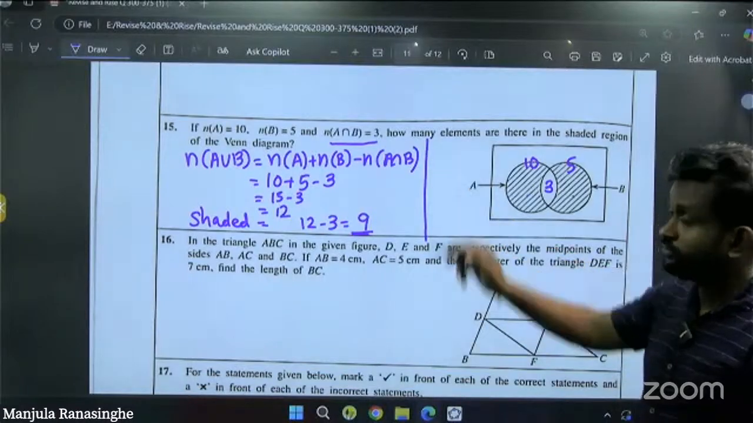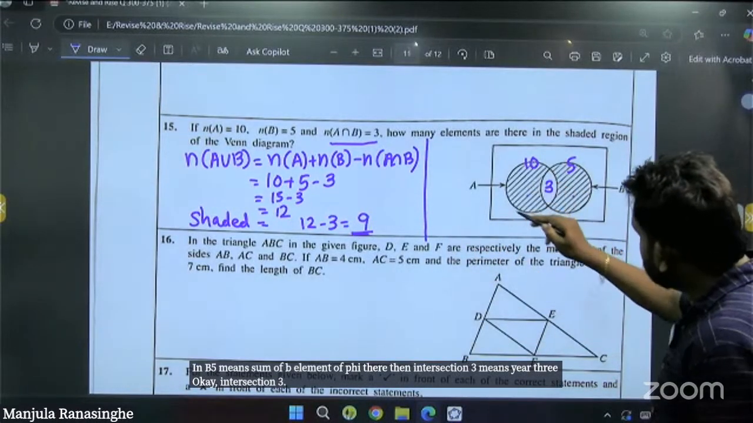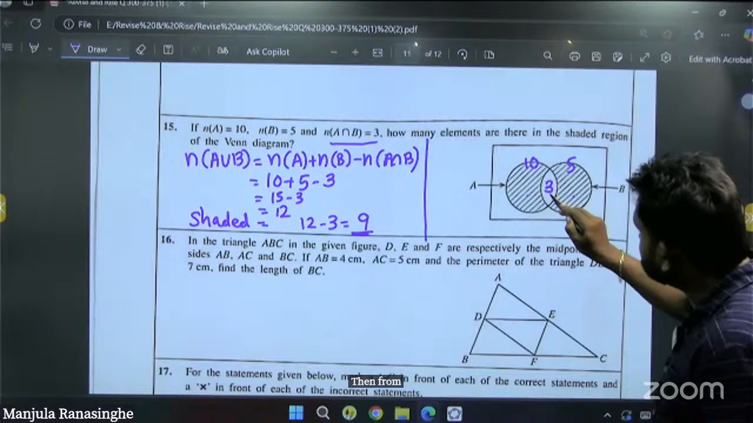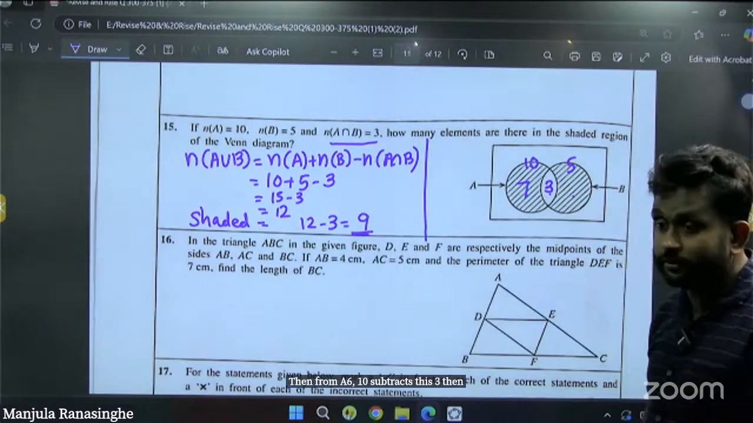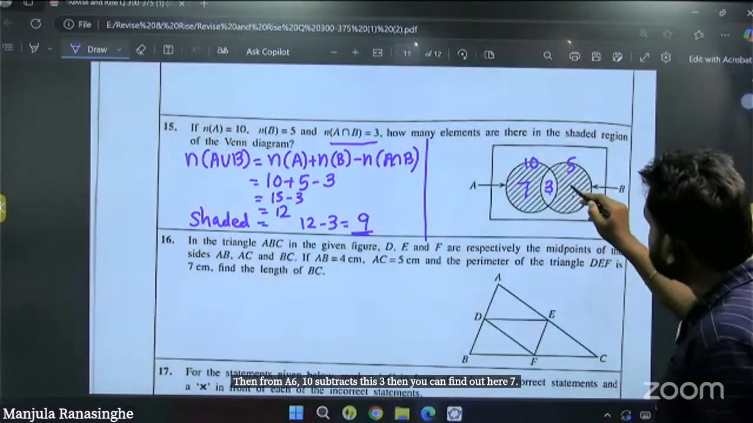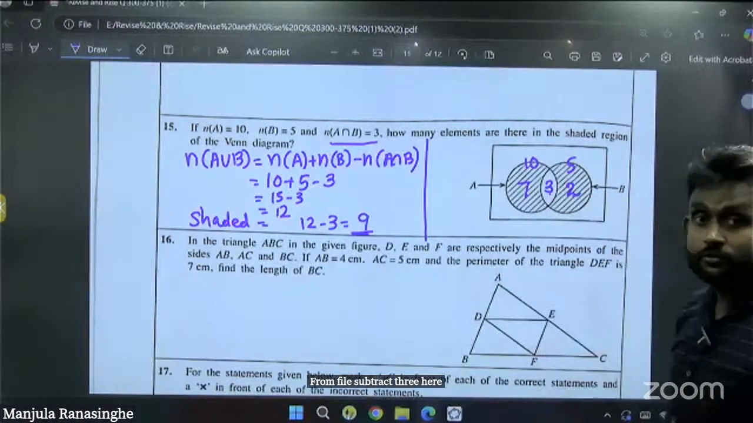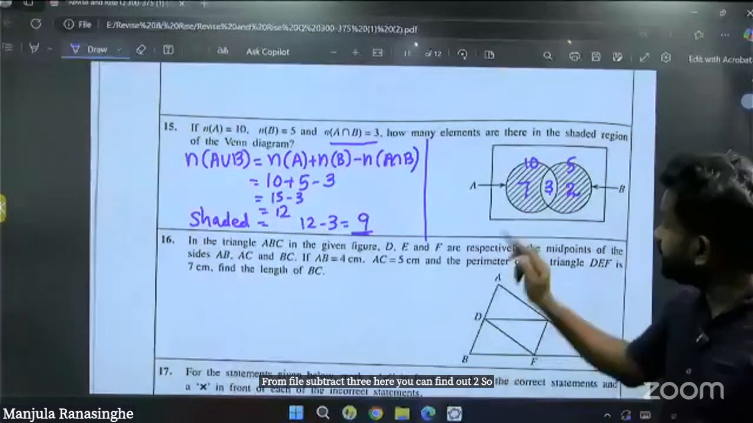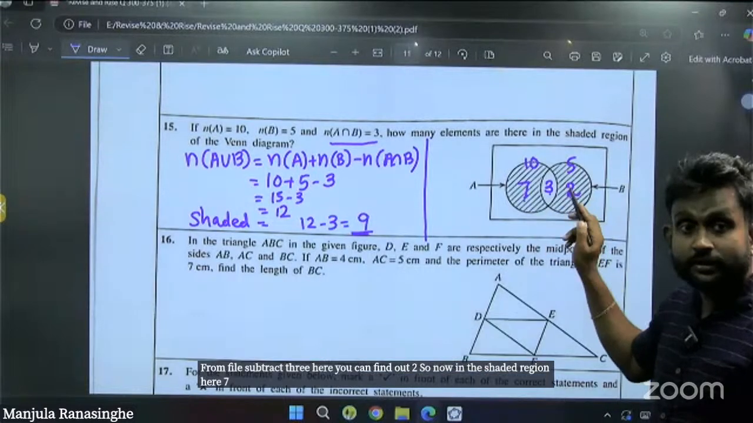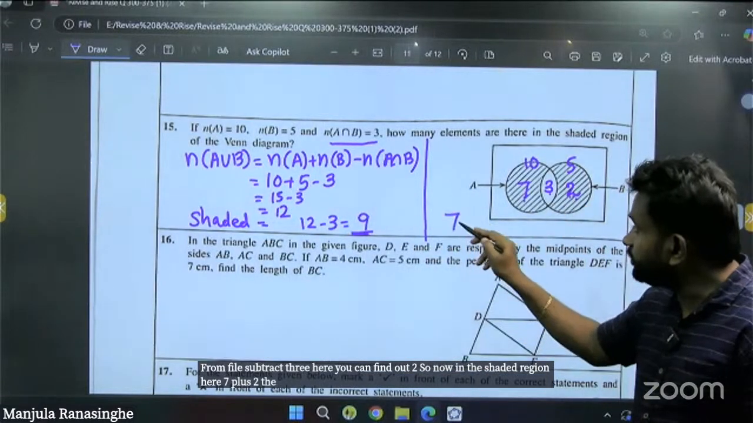Okay, intersection 3. Then from set A, 10 subtract this 3, then you can find out here 7. From 5 subtract 3, here you can find out 2. So now in the shaded region here, 7 plus 2, the answer is 9. Same answer given, 7 plus 2, 9.